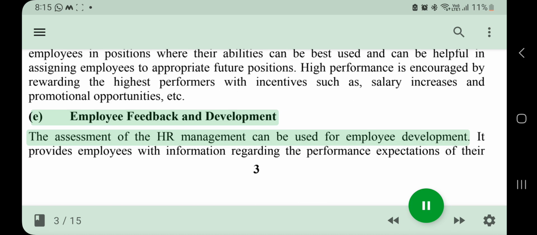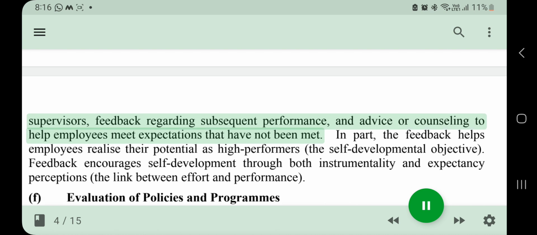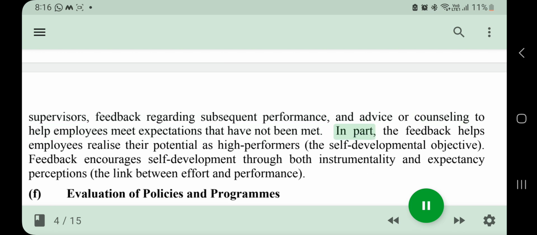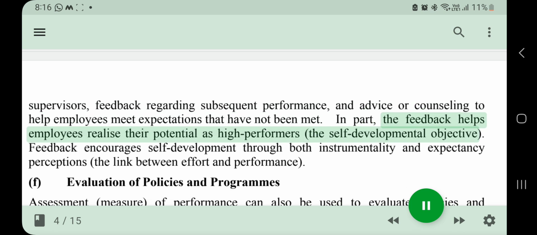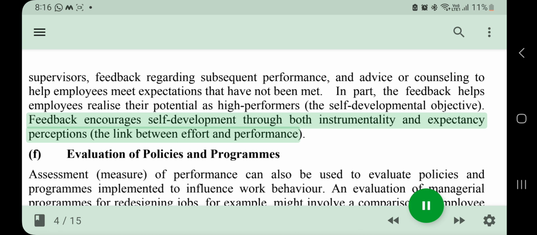E. Employee feedback and development. The assessment of the HR management can be used for employee development. It provides employees with information regarding the performance expectations of their supervisors, feedback regarding subsequent performance, and advice or counseling to help employees meet expectations that have not been met. In part, the feedback helps employees realize their potential as high performers, the self-developmental objective. Feedback encourages self-development through both instrumentality and expectancy perceptions, the link between effort and performance.